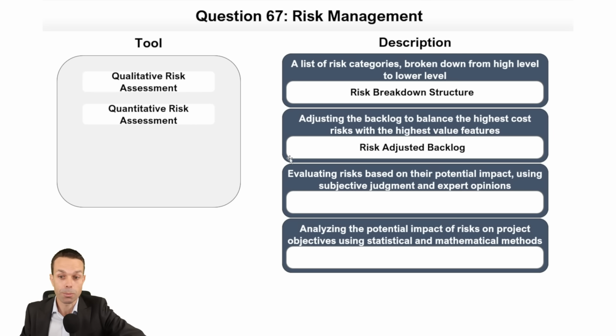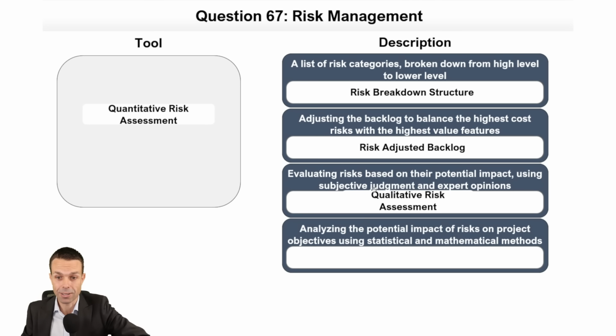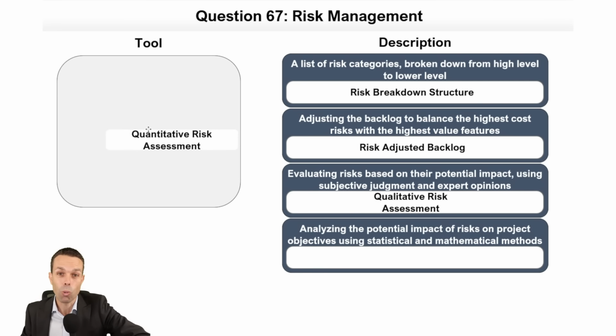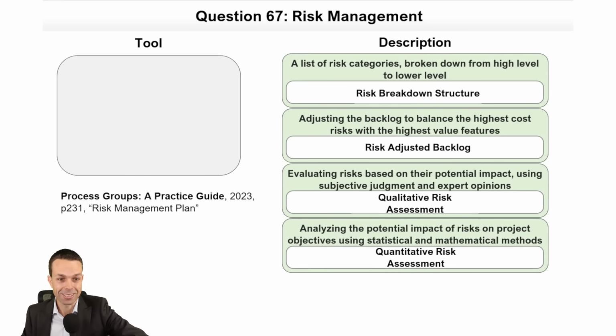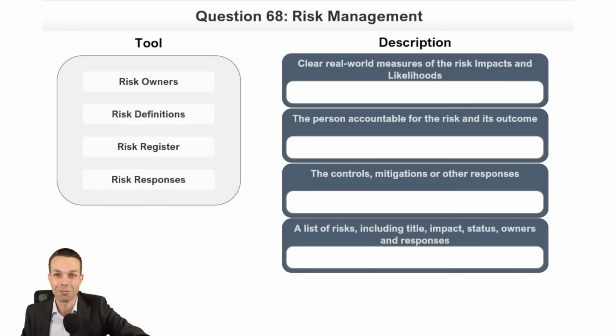Evaluating risks based on their potential impact, using subjective judgment and expert opinions. Subjective judgment is qualitative. It's our qualitative risk. But analyzing the risks based on statistical and mathematical methods is quantitative. It's our quantitative data. We're quantifying it with numbers. And let's check that out. There it is, page 231 under Risk Management Plan in the Process Group's Practice Guide from 2023. Wonderful stuff. All right, only 3 to go in this little section.